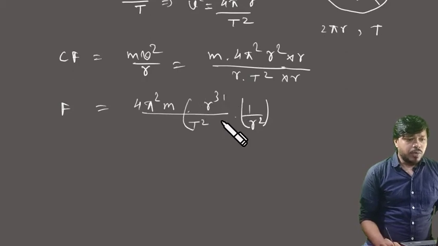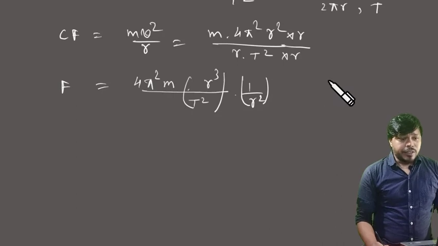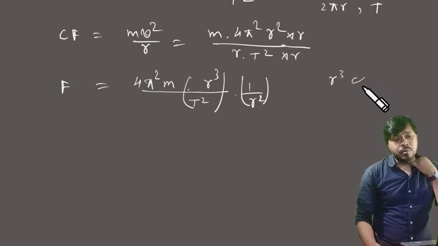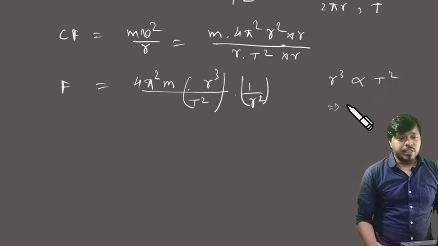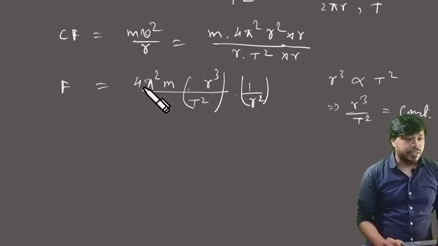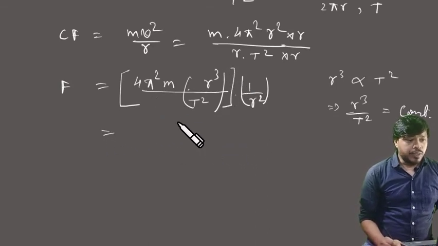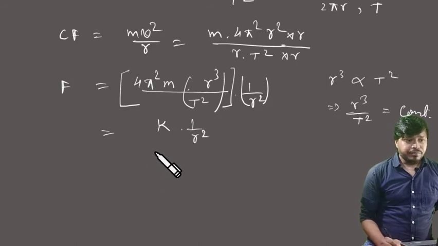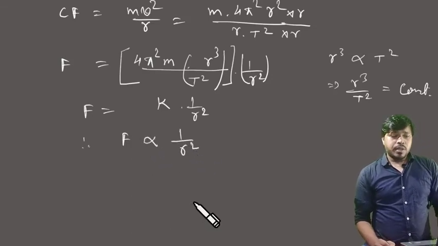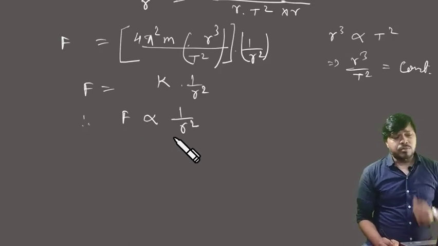Now look at this term, r cube by T square. If you remember Kepler's third law, the cube of the mean distance of a planet from the Sun is directly proportional to the square of the time period, which gives us r cube divided by T square equals a constant. That means this is a constant term. Now this 4 pi square m is also constant: 4 is a constant, pi is a constant, and mass is of course a constant. So this whole term is a constant, and we can call it k, into 1 by r square. Now F equals constant into 1 by r square, and this is the centrifugal force, mind it. That means the centrifugal force is proportional to 1 by r square, inversely proportional to the square of the distance between them.